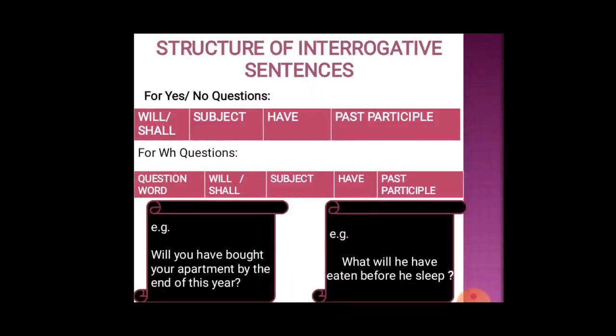Now let's see the structure of interrogative sentences or the questions. So for yes or no questions, we use will or shall, then subject, then have and past participle. Same way for question words, we use question word first, then will or shall, then subject, then have and then past participle. Now let us see the example of the first case. Will you have bought your apartment by the end of this year? See the second case. What will he have eaten before he sleeps? So here it ends.